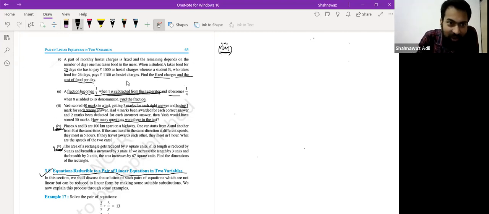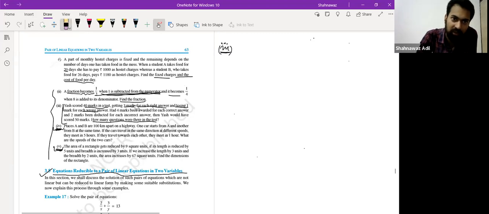Okay, so third question. We have to focus because we have 10 minutes and I will complete these four in a hurry. This is a very good question, so let me do this myself. Scored 40 marks in a test, getting 3 marks for each right answer and losing 1 mark for each wrong answer. Let me rub this so that it will be more clear. What are the two unknowns?